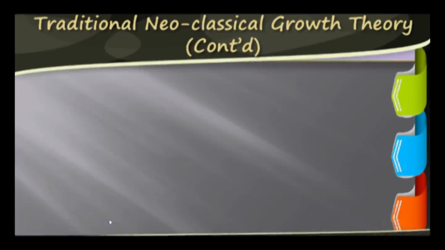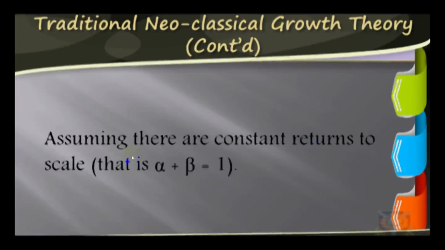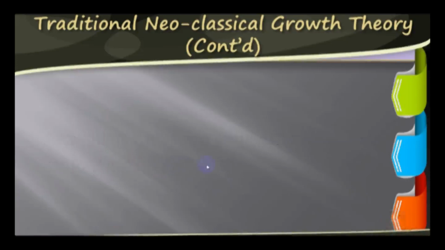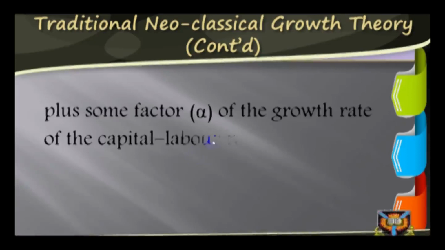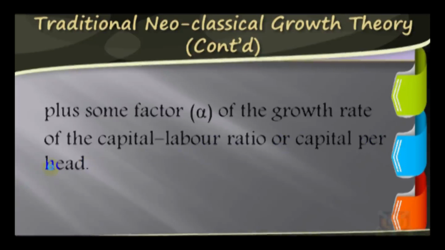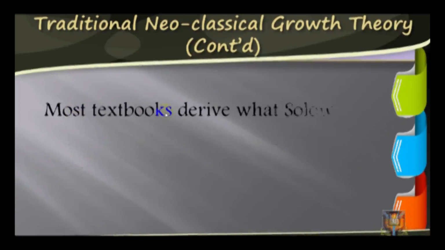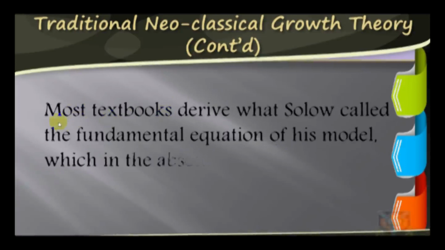Assuming there are constant returns to scale, this equation states that growth of output per head equals the growth rate of total factor productivity plus some fraction of the growth rate of the capital-labor ratio, or capital per head. Technical progress is exogenous in the Solow neoclassical growth model, but you should know what factors explain it, both in the context of growth accounting and endogenous growth theory.